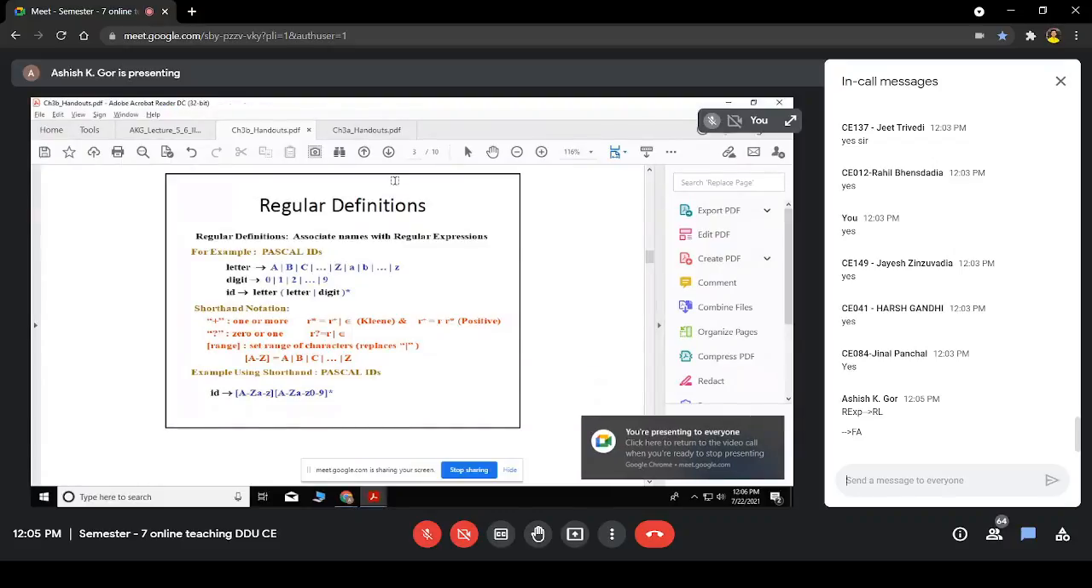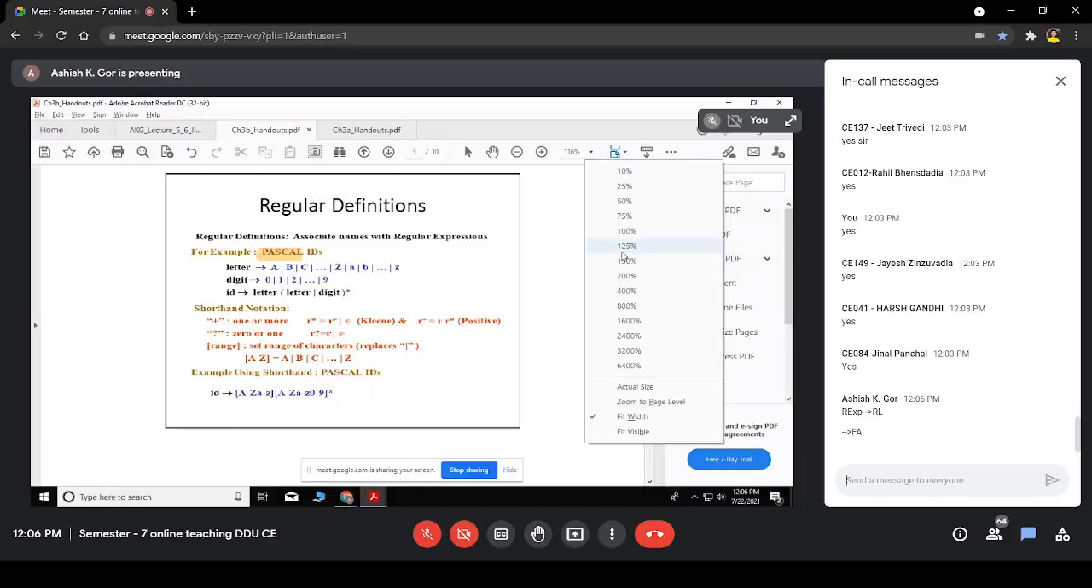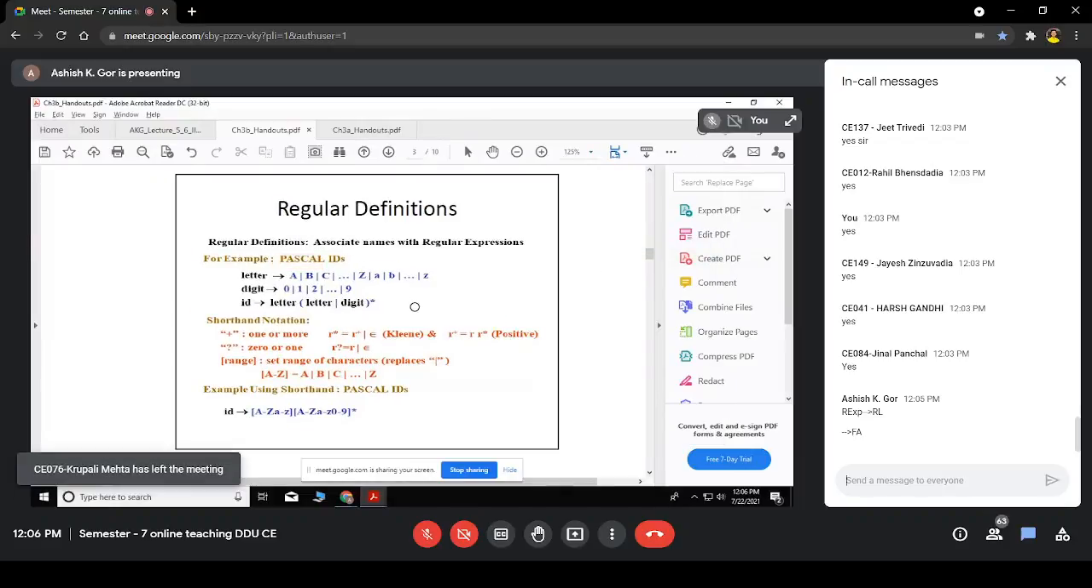So now this is from the compiler perspective. Pascal language. Pascal was an earlier language. I want to give an example from that. The identifier rule for Pascal language is this. So letter could be any capital letter or small letter. This pipe means or: A or B or C, up to Z. So letter could be any uppercase or lowercase letter. Digit could be anything from 0 to 9.